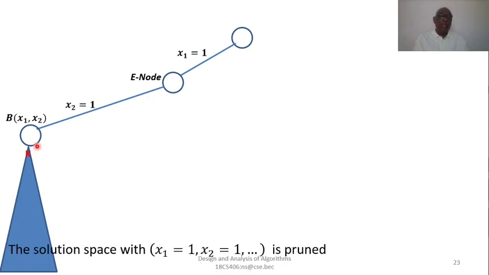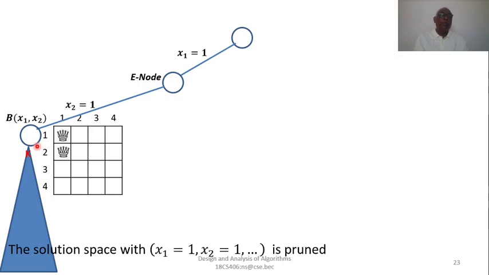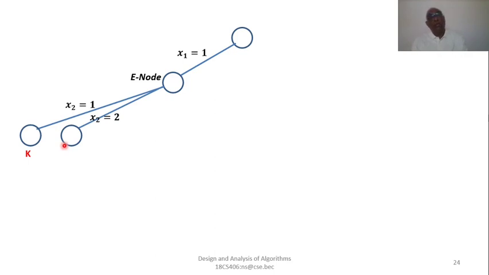Because this node is killed, the solution space is pruned because of the violation of the column constraint. The board shows you that the column constraint is violated by the solution x1 equal to 1 and x2 equal to 1. We create the next child of this E node.